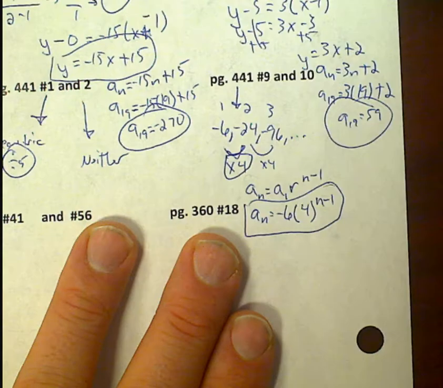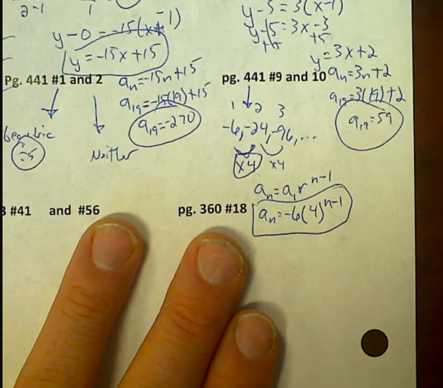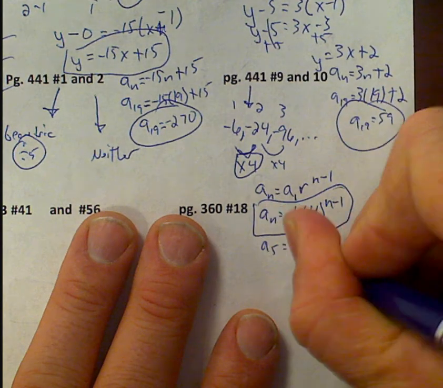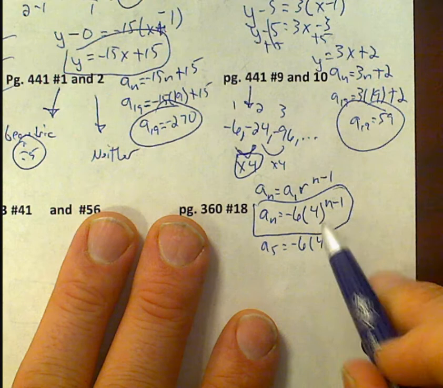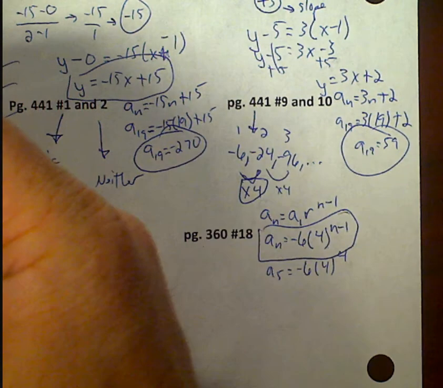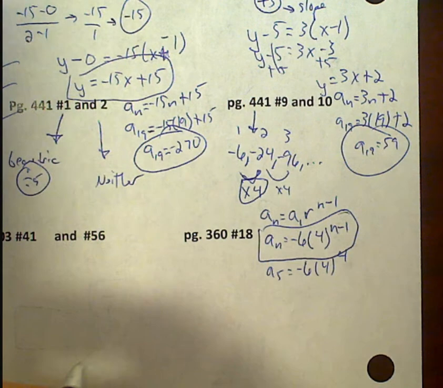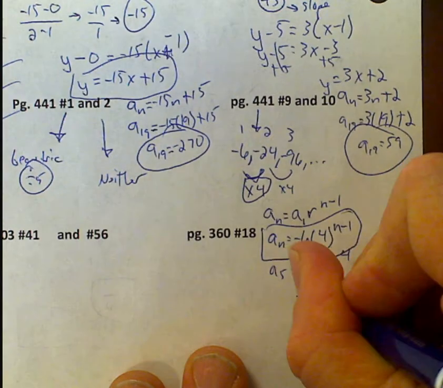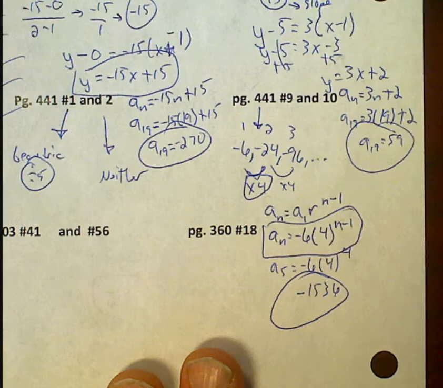Now what I need to do is find the 5th term. If I need to find the 5th term, I'm going to plug in 5. So 5 minus 1 would be 4. So let's see what this turns out to be. -6 times 4 raised to the 4. I get -1536. That's my value at that point.